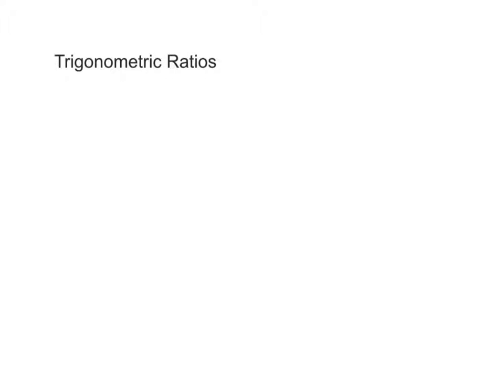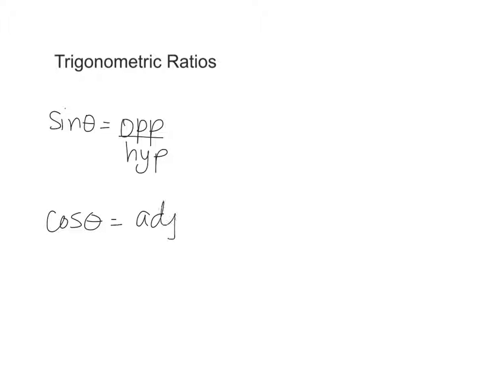The three primary trig ratios are sine, cosine, and tangent. The sine of an angle is equal to, do you know the ratio? Opposite over hypotenuse. The cosine of an angle is adjacent over hypotenuse. And the tangent of an angle, opposite over adjacent.